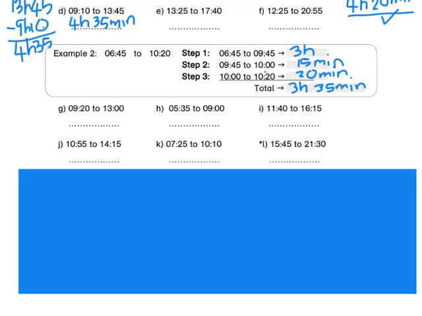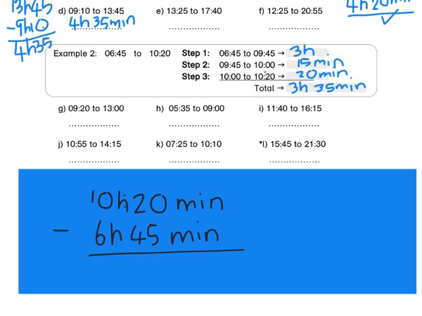So, we're going to start with 10:20. So, it's 10 hours and 20 minutes. And we need to subtract 6 hours and 45 minutes from it. Now, 20 minutes minus 45 minutes we can't do because 20 is smaller than 45. But we can borrow a full hour. Now this is very important. We borrow a full hour here, so this becomes 9 hours.